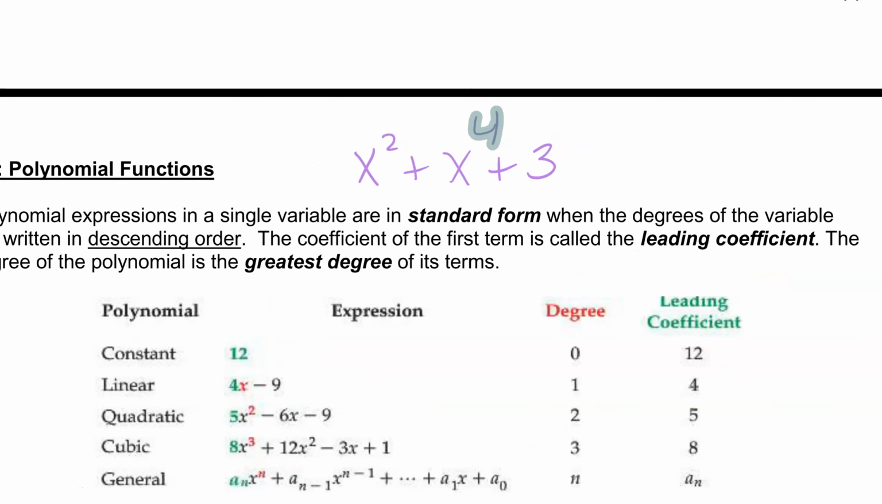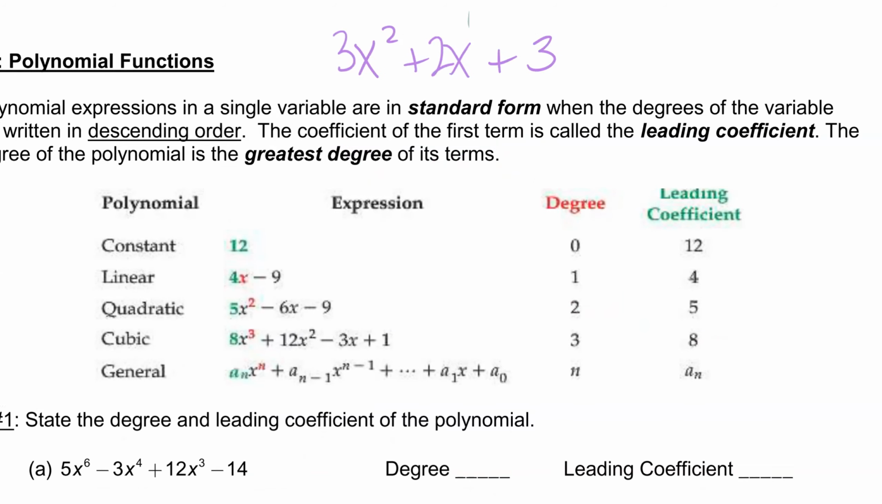So let me rewrite this so it's in actual standard form. Let's have 3x squared plus 2x plus 3. Okay, so this is in standard form. It's going from biggest exponent to smallest. And then the coefficient of the first term is called the leading coefficient. So the first term is my x squared. This 3 is the leading coefficient.